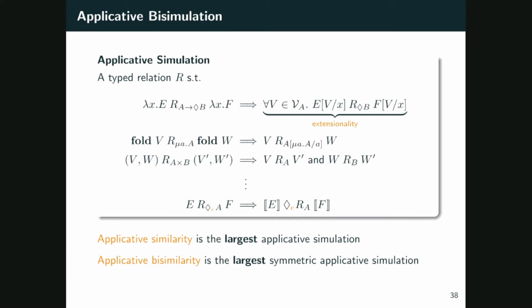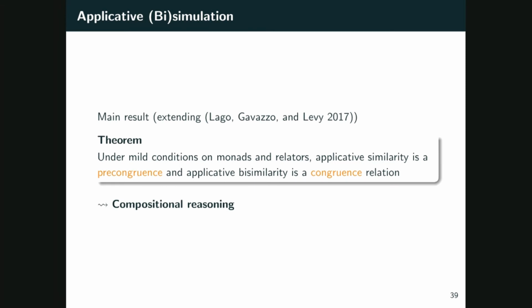So now we have two notions, one for program equivalence, applicative bisimilarity, and one for program refinement, which is applicative similarity. And the main result is an extension of the results that Ugo Dal Lago, Paul Levy, and I proved 3 years ago, which simply states that under mild conditions on monads and relators, which are very natural, applicative similarity and applicative bisimilarity are precongruence and congruence relations, respectively, which means that we can reason compositionally about equivalence and refinements of programs.